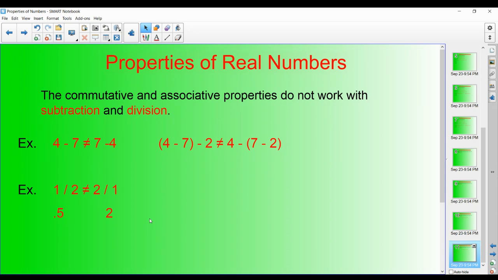And then division, same thing. Don't put in your calculator the division backwards. You have to do 1 divided by 2 is 1/2. 2 divided by 1 is a different answer. So the commutative and associative properties work with addition and multiplication. And now we've learned the commutative, the associative, the identity, the inverse, and the distributive properties.